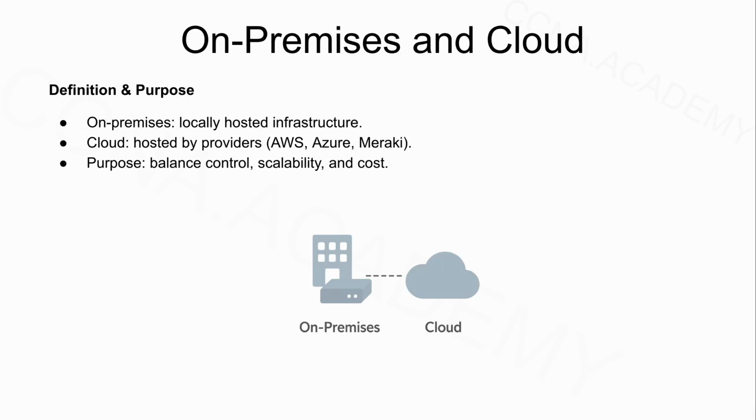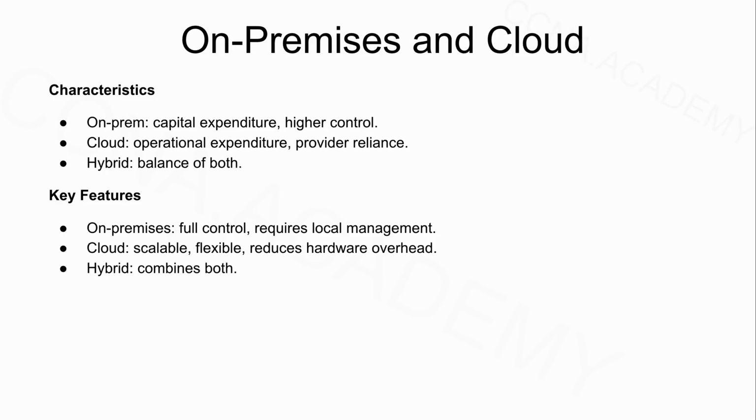On-premises networking means infrastructure is hosted and managed locally, while cloud networking relies on provider-managed resources. The purpose is to give organizations flexibility in where and how services are deployed. On-premises offers full control and data sovereignty, but requires higher capital investment. Cloud provides scalability, agility, and reduced management overhead, but depends on internet connectivity and provider trust. Hybrid models combine both for balance.